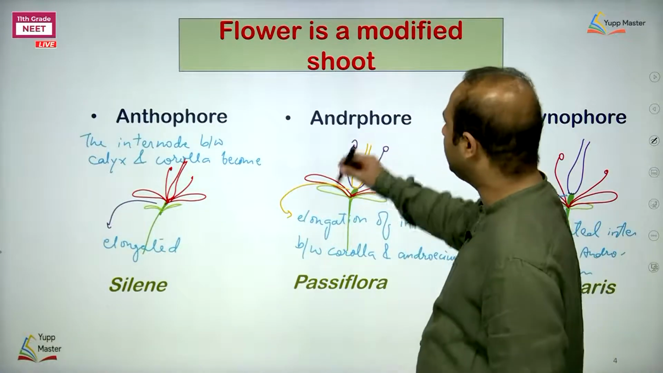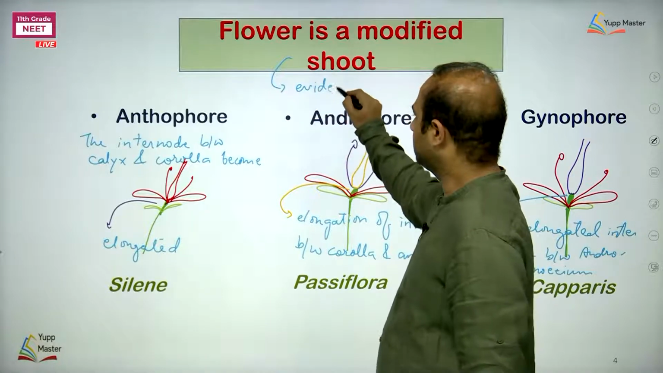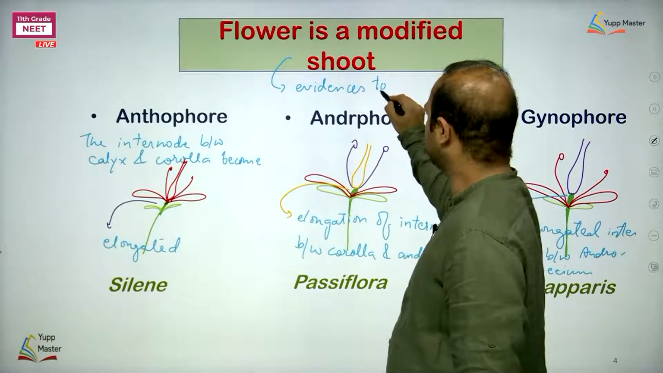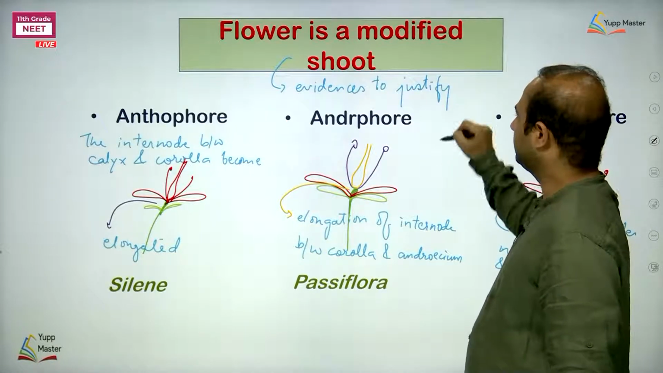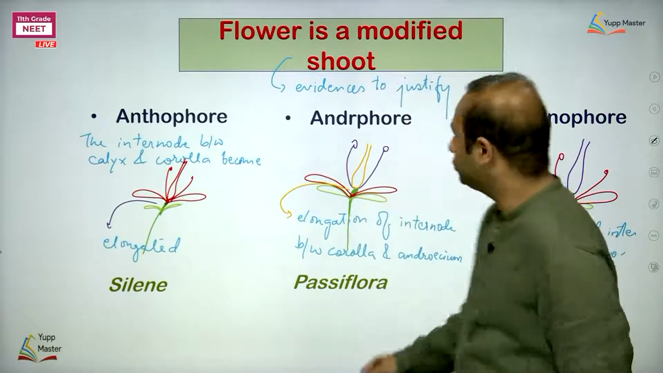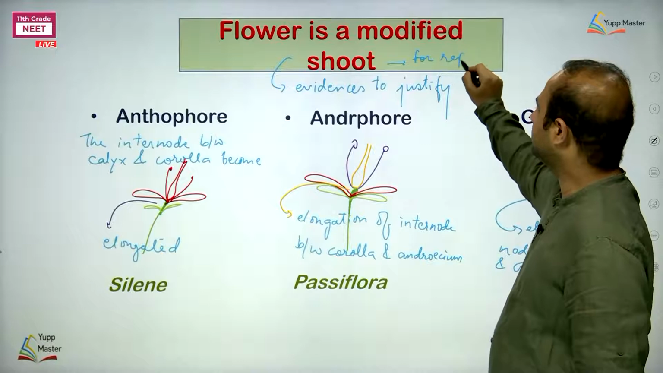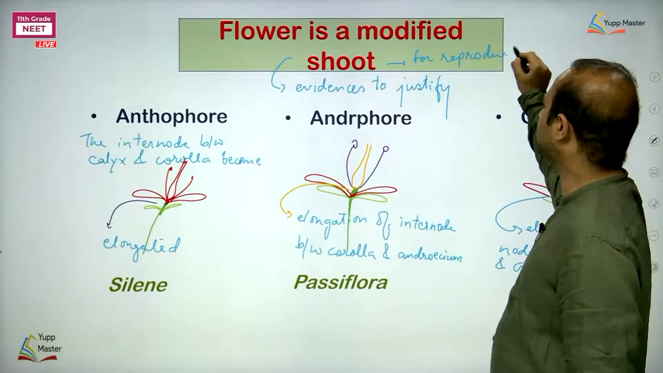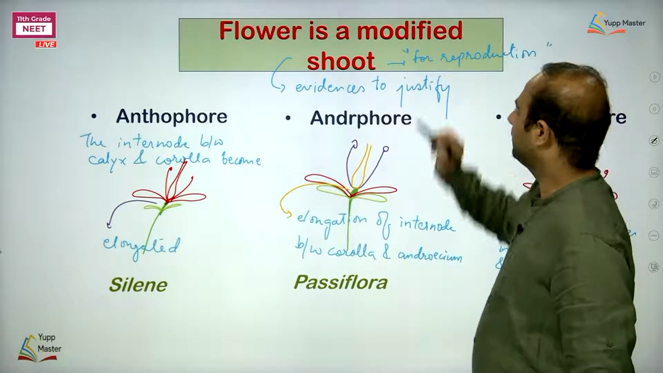You can say simply that here are the evidences to justify what? That the flower is a modified shoot. If it is a modified shoot, for what? For reproduction. This is an additional line. These words are add-on.